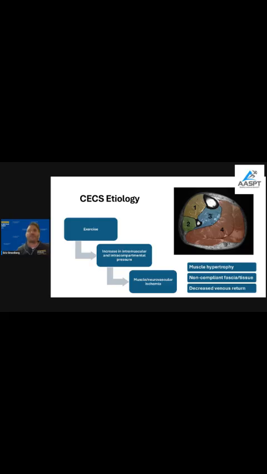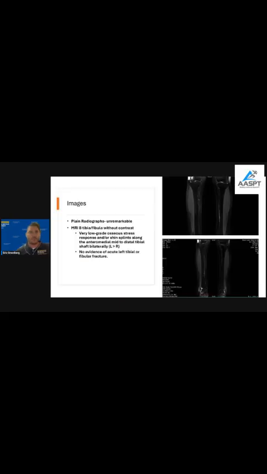And this could be due to a few different reasons. So with exercise, we get muscle hypertrophy acutely, or it could be due to just the non-compliant fascia or tissue around the muscle that then constricts the available blood supply and neurovascular perfusion to the lower leg. Or it could be due to some kind of decreased venous return as a result of the increased blood flow that occurs with exercise. So we really don't know the true etiology of this at this point. These are multiple things that have been studied in the literature, and there's probably a potential for multiple of these things happening at this point.